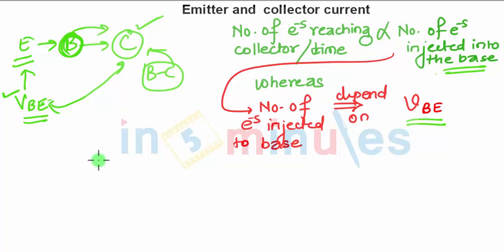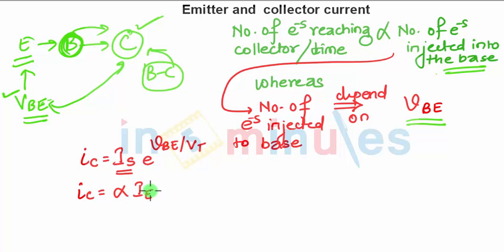And the equation for the collector current can be written as I suffix C equals IS, again small i and capital C, e raised to VBE by VT, where IS is your reverse saturation current. Again IC and IE are dependent, so we can write IC as alpha IE, again small i and capital E, right? And what is IS? IS is the reverse saturation current, which can be written as alpha IEO. And what is the value of alpha?